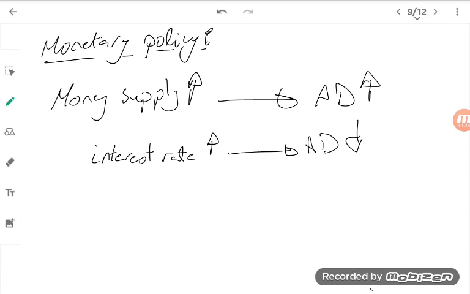ماني سبلاي احنا زودنا الفلوس اللي مع الناس، الحكومه زودت الفلوس دي ايا كانت الطريقه اللي زادت بيها، الناس بقى معاها فلوس كتير، فايه اللي هيحصل؟ هيزودوا الديماند على الجودز والسيرفيسز، فالاجريجيت ديماند كيرف ويل شيفت تو ذا رايت.